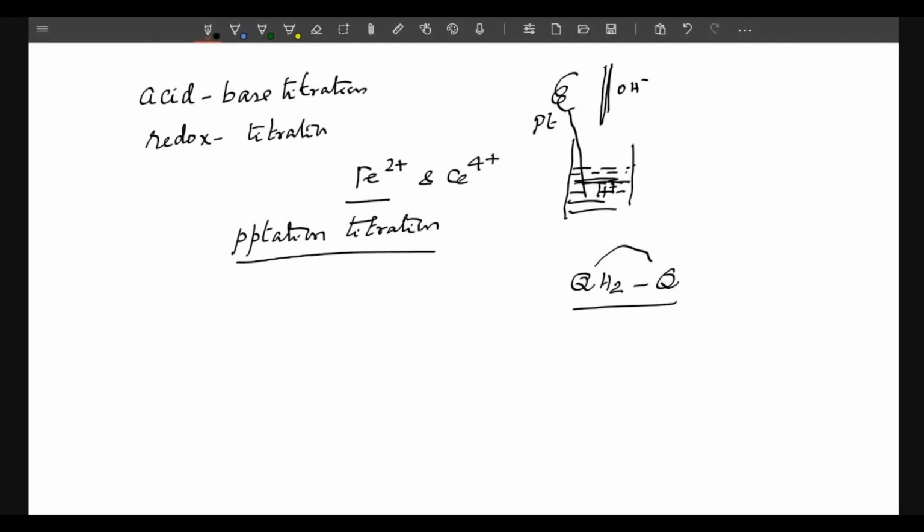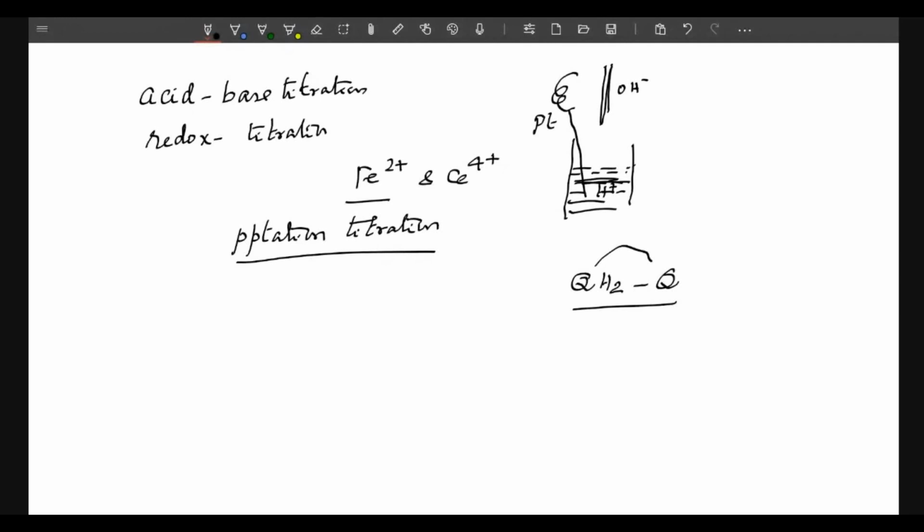So is the case with the ferrous sulfate estimation. If the ferrous sulfate is contaminated with some organic dyes, you can carry out the estimation making use of this one. Okay, this is an important application. Therefore, redox titrations you can carry out.